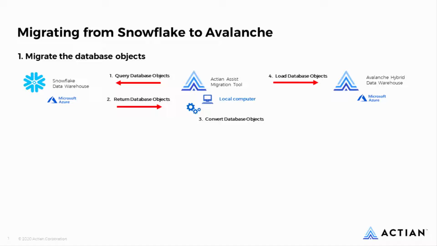We will migrate automatically using the Actian Assist tool. Firstly, the database objects are converted from Snowflake to Avalanche syntax. We connect and run a query against the Snowflake system tables, extract the database object metadata, convert the database objects to Avalanche syntax, and load the converted database objects into Avalanche.